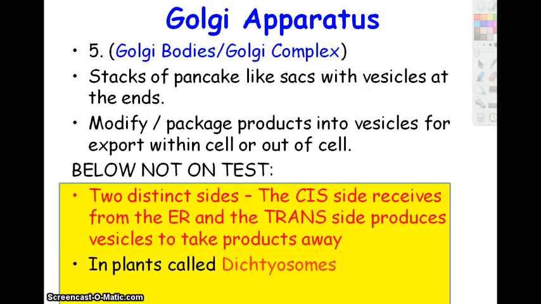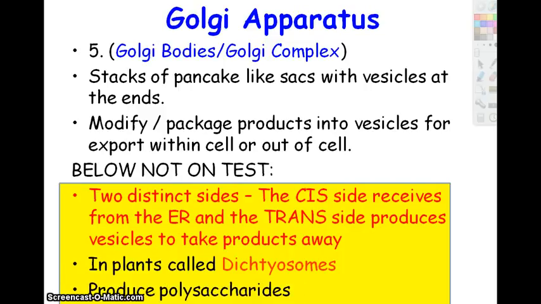Cis side receives. The trans basically is the other side where stuff leaves, so stuff comes in on the cis side, leaves on the trans side. And in plants, sometimes they're called dictyosomes, which I have never once seen on a test anywhere. It was one line in a book. I wrote it down, but you don't need to know it. All right, so don't worry about the stuff in yellow. If you want to copy it later, you can always get it online.